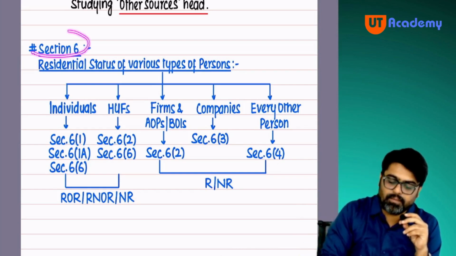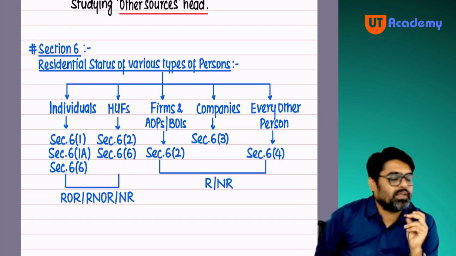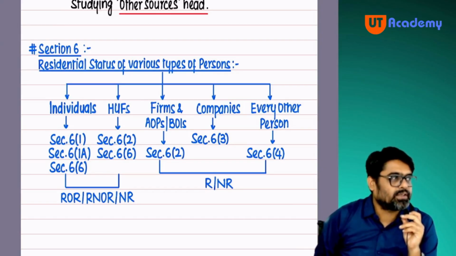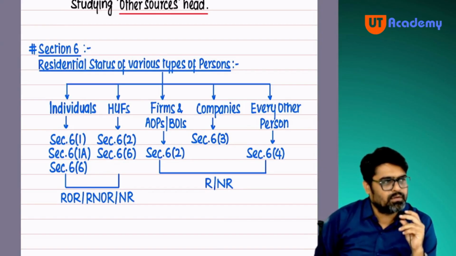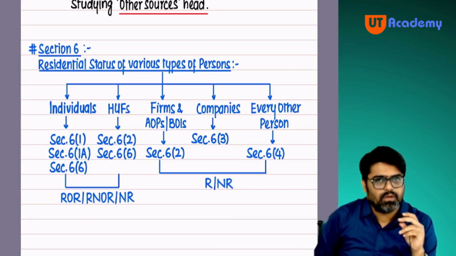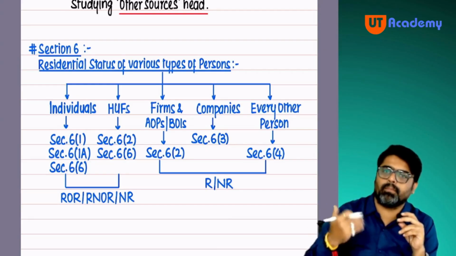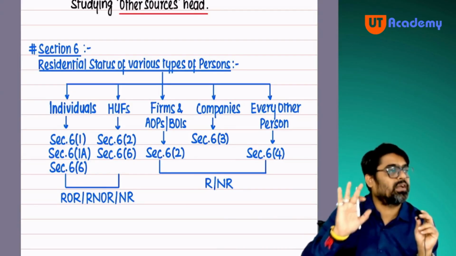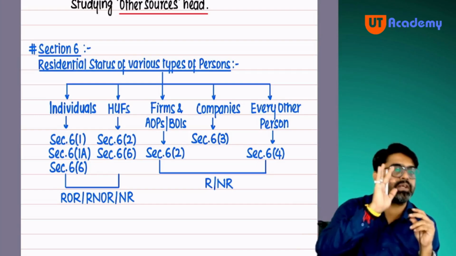So now first of all we'll learn how to determine the residential status, and that is given in section number 6. Section 6 talks about determination of residential status only for individuals, no? Or for all persons? Whether you are individual, HUF, AOP, BOI, AJP, company, firm, local authority, for all the persons, residential status can be determined as per section 6 only.